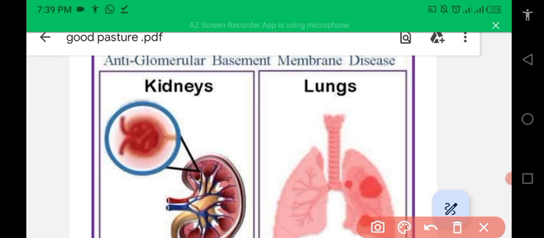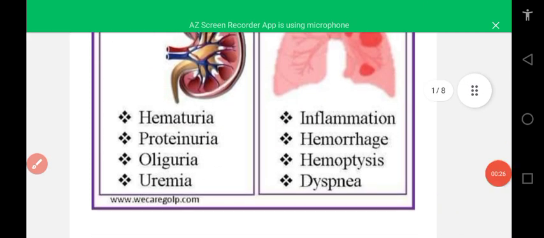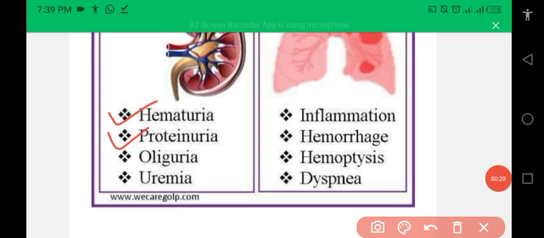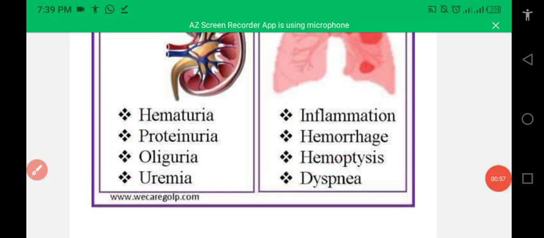In the kidneys, what happens? A Goodpasture syndrome patient will have hematuria, proteinuria, protein leak in urine, oliguria, decreased urine output, and uremia. There will be increased uric acid and increased urea concentration. In the lungs, there will be inflammation, hemorrhage, hemoptysis, and dyspnea, difficulty in breathing. So hematuria and dyspnea with inflammation.